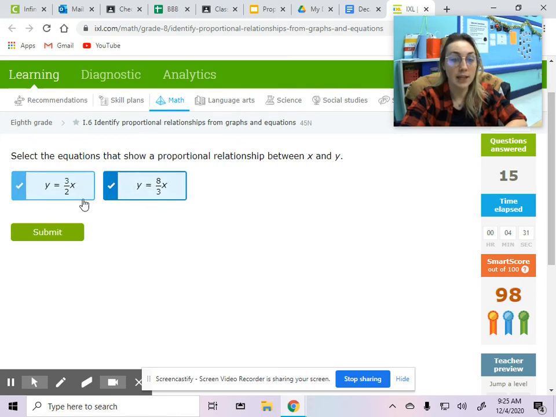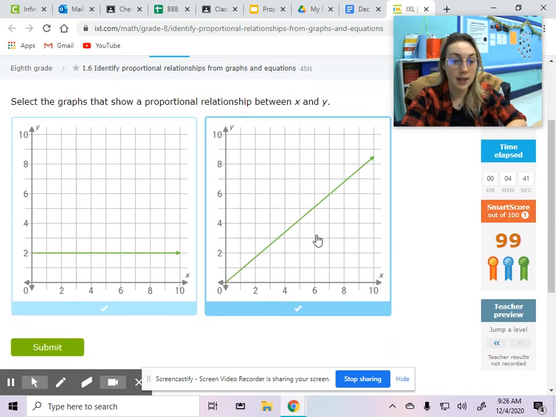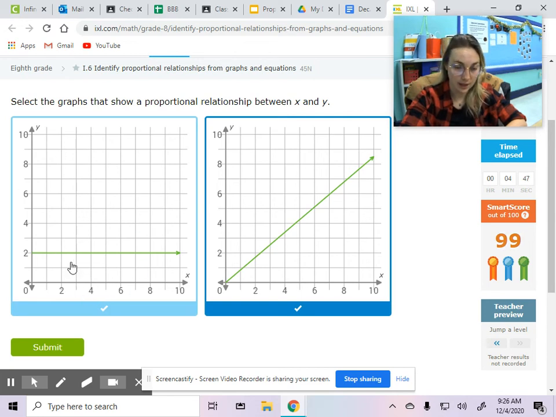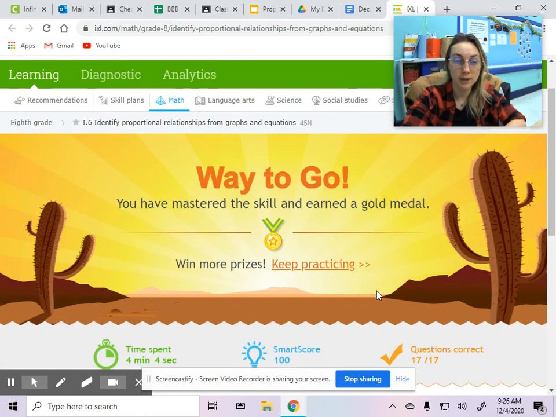These have y equals slope x. There's no y-intercepts here, so therefore these would go through the origin. These are both proportional equations. And this one is proportional because it's a straight line and it goes through the origin. This one is a zero slope, so that means the equation would be y equals 2. That is not proportional, therefore that's our answer.